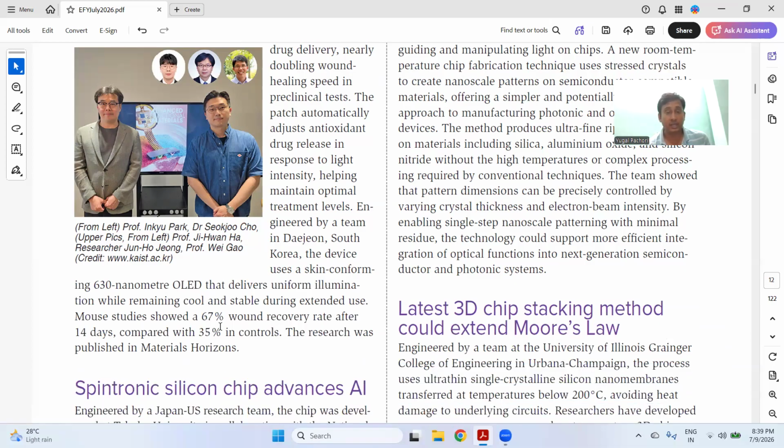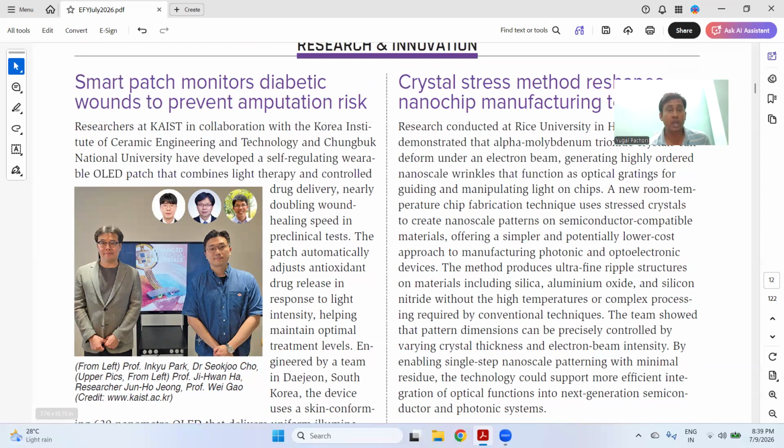And those who are related to biomedicals can find this article very interesting for research purposes. And these are the photographs of the people who are involved in this research. The research article's name is Smart Patch Monitors Diabetic Wounds to Prevent Amputation Risk.